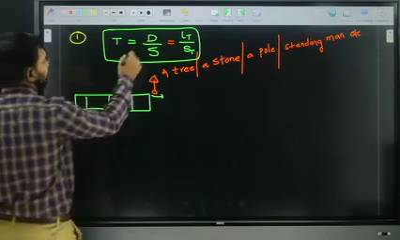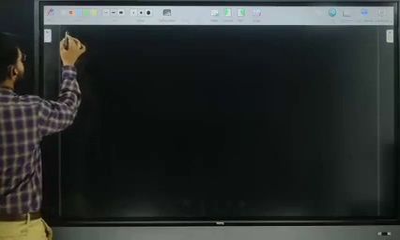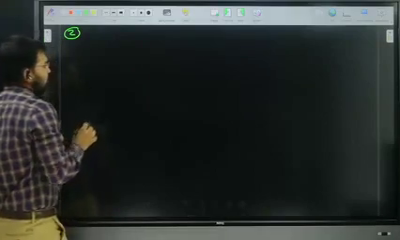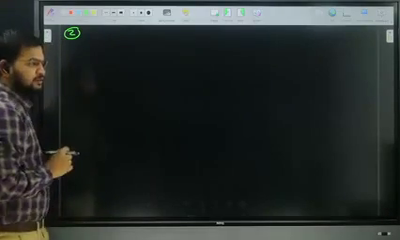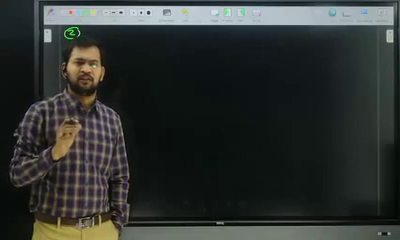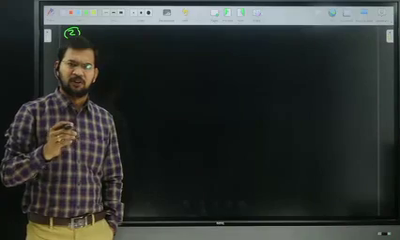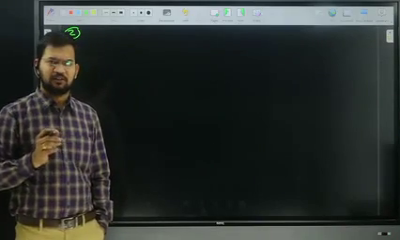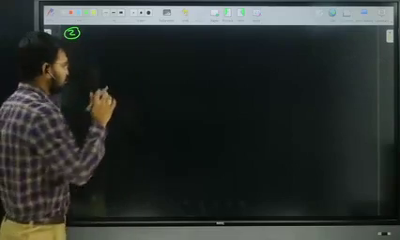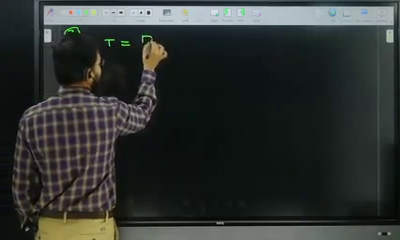Second point. They're asking the time taken by the train to cross a platform, to cross a bridge, to cross a tunnel, to cross a stationary train, like this. Generally, time is nothing but what? Distance by speed.